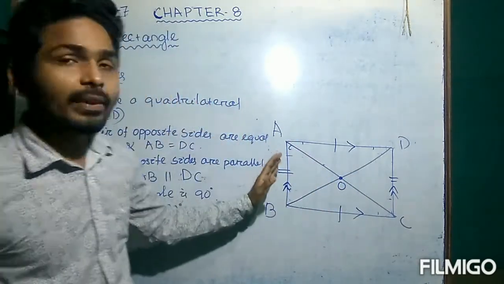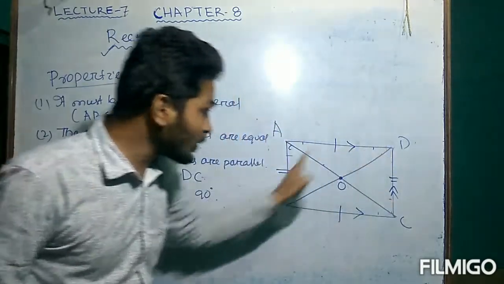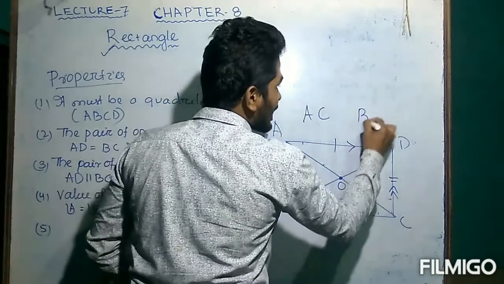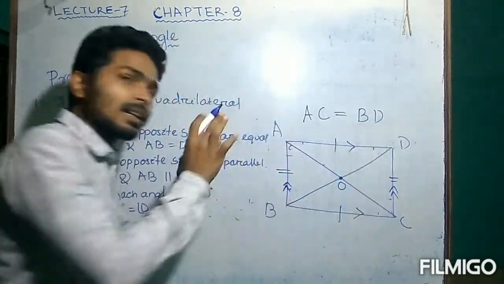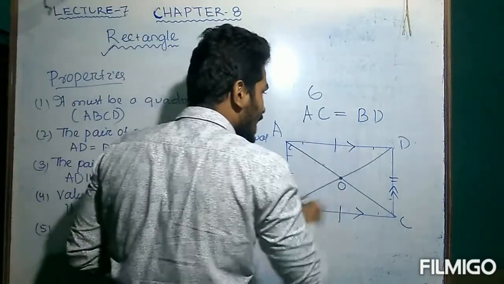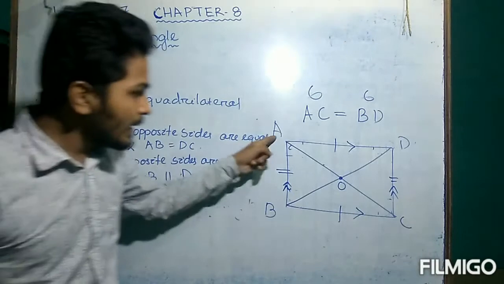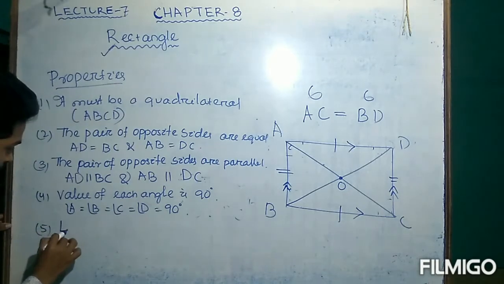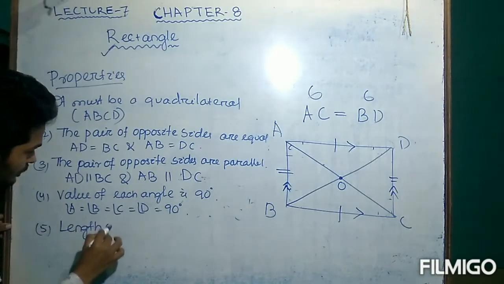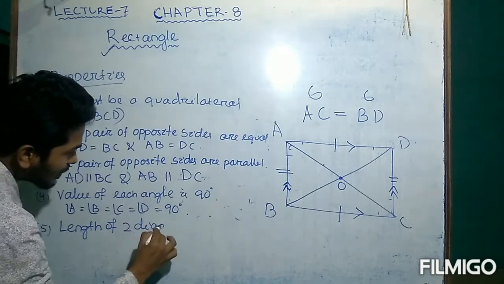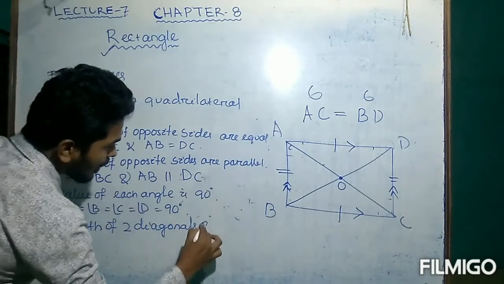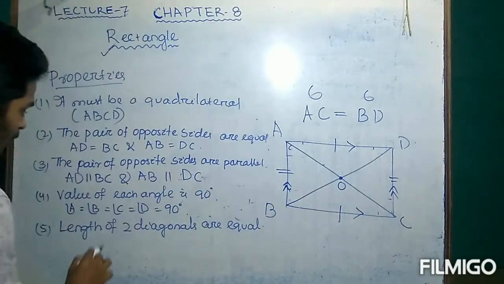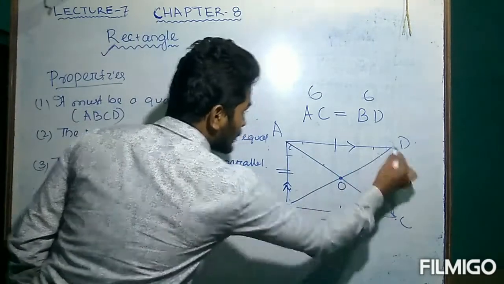So here in case of a rectangle, the lengths of the two diagonals are equal. It means AC is the first diagonal and BD is the second diagonal, then these two lengths are equal. If AC is 6 cm, then definitely BD must be 6 cm. Okay? So the length of two diagonals must be equal. You can write it. Length of two diagonals are equal. Clear? So simply you can write AC is equal to BD.